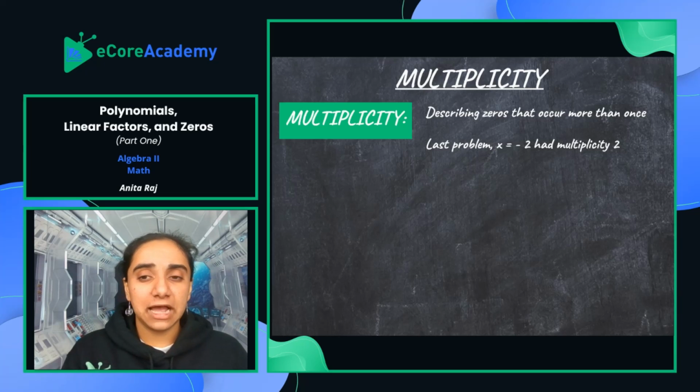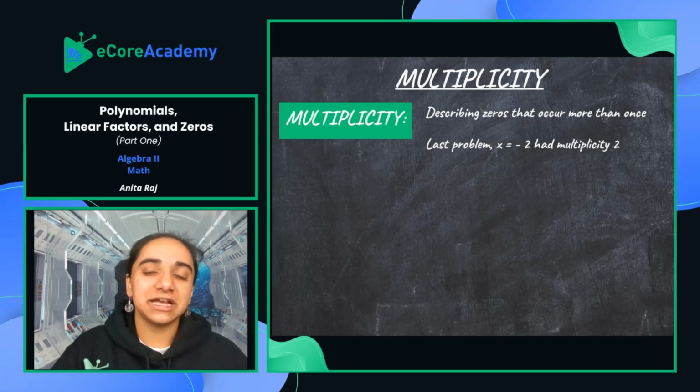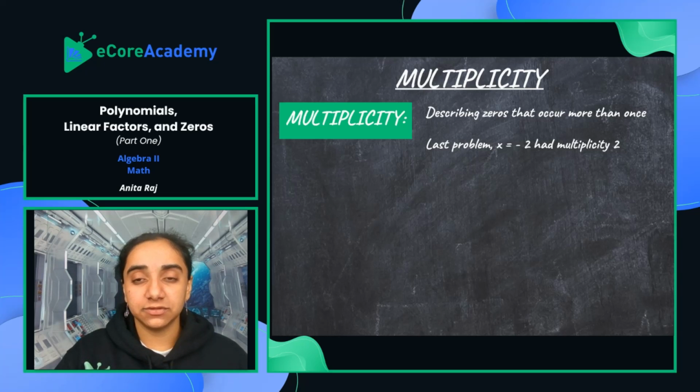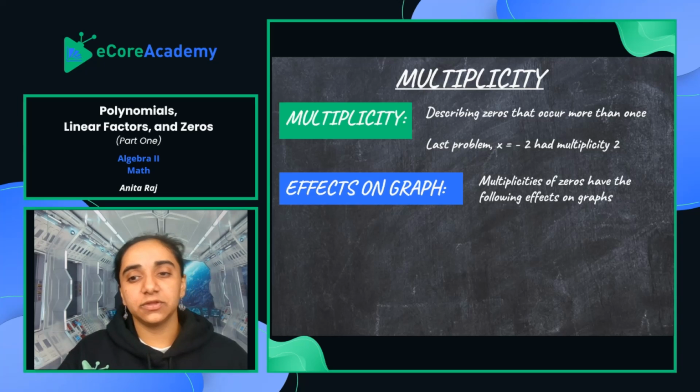So for example, in the last problem, one of the zeros was -2. However, the polynomial crossed that zero 2 times. And you might be confused as to how a graph could cross one zero 2 times. Well, that's what multiplicity has to do with. So we would literally say from that last example, the graph has a zero of -2 with a multiplicity of 2 because it hits that point 2 times. So let's look at the effects of multiplicity on graphs.